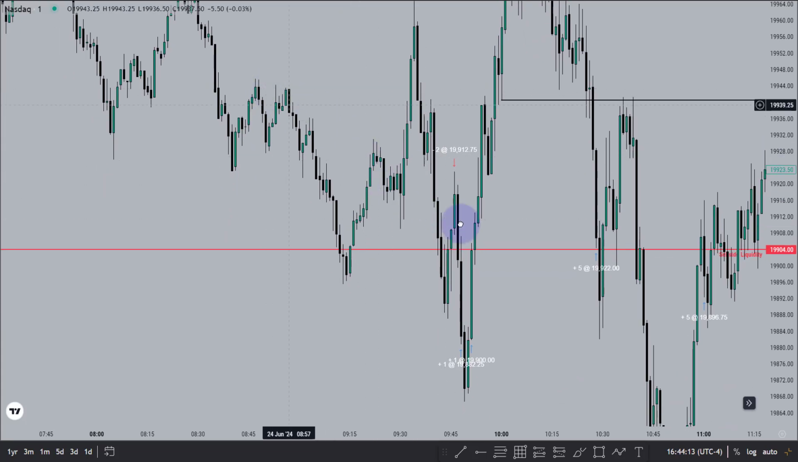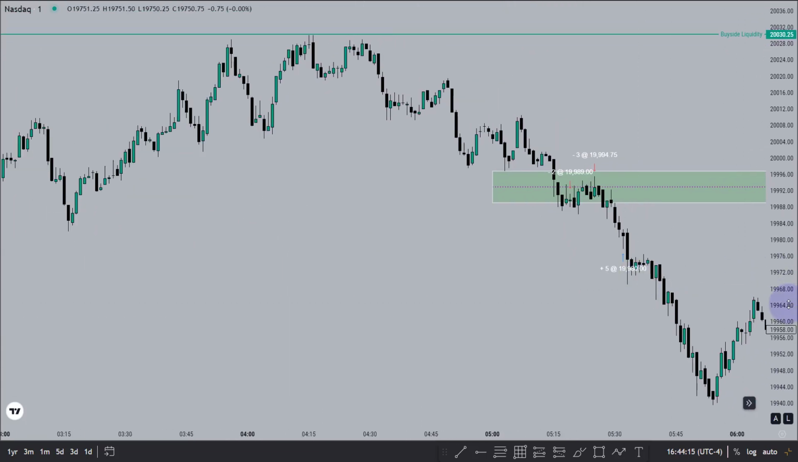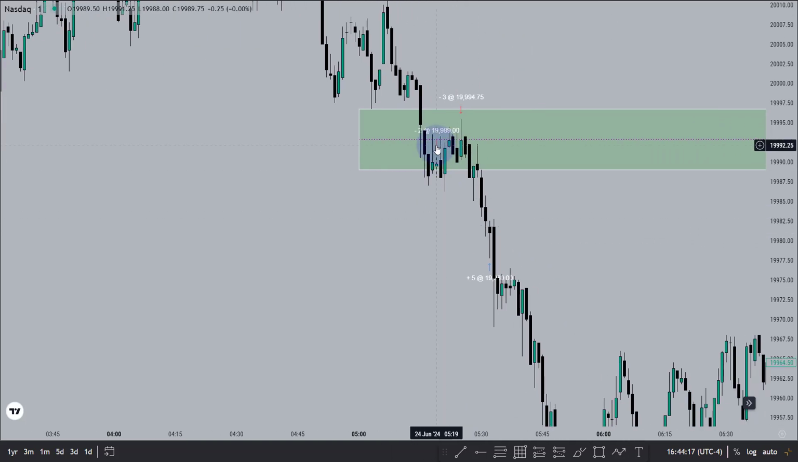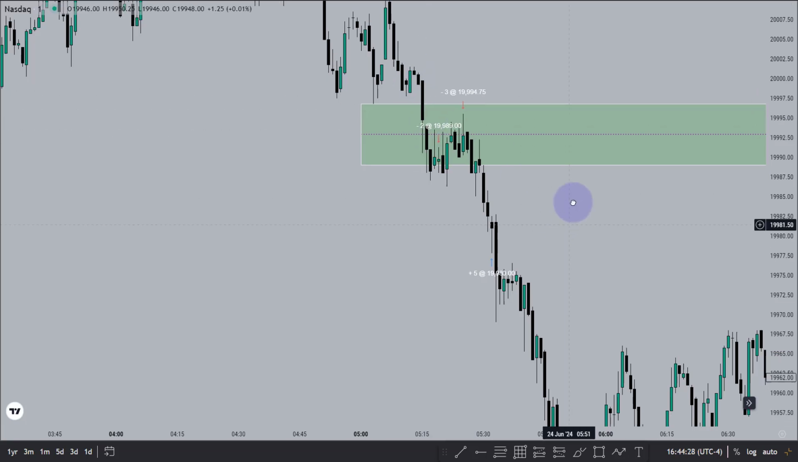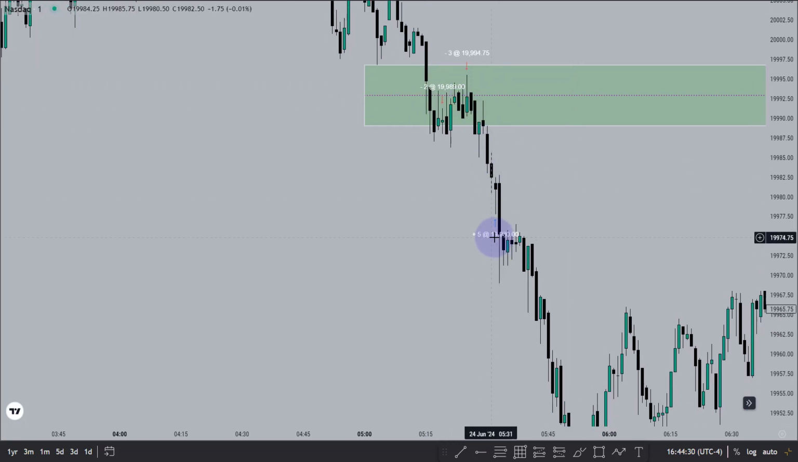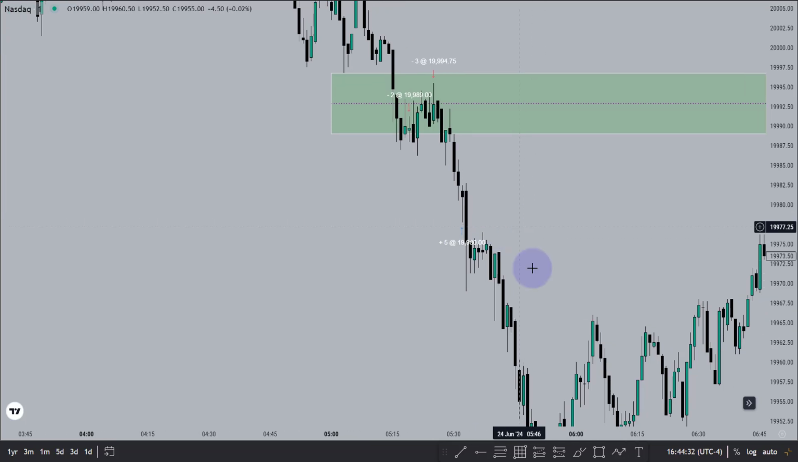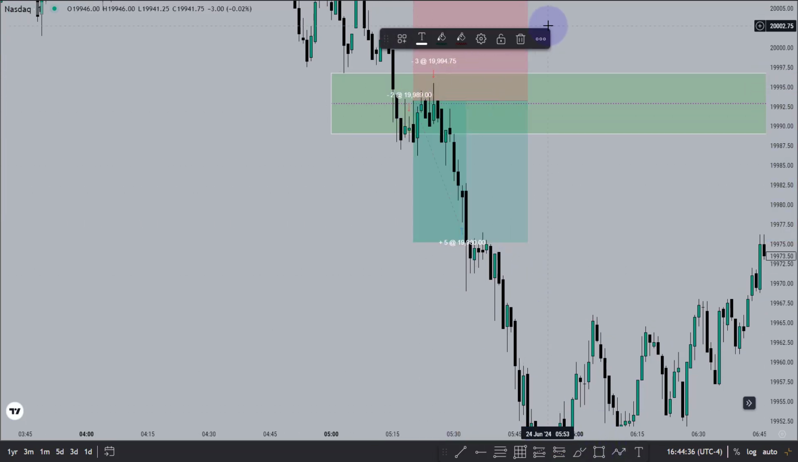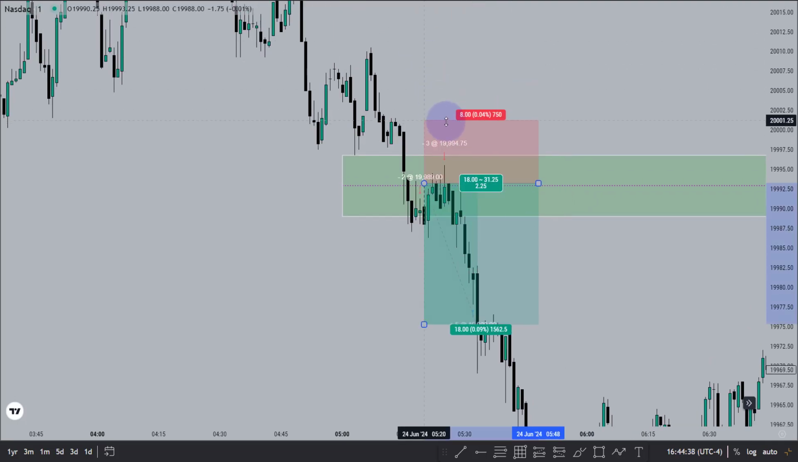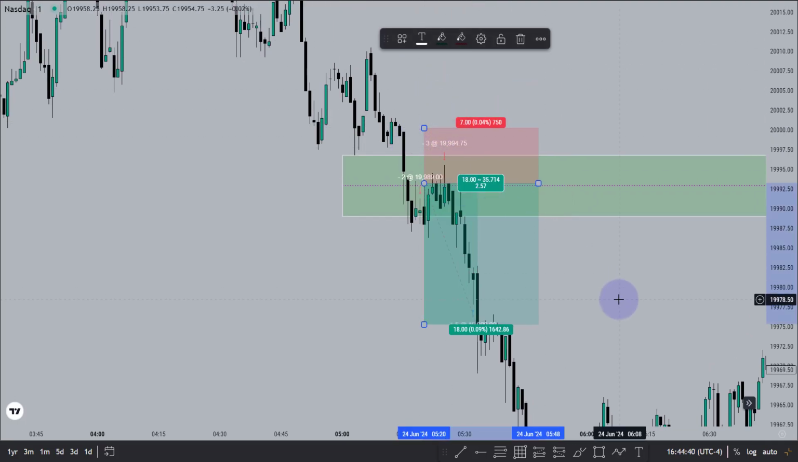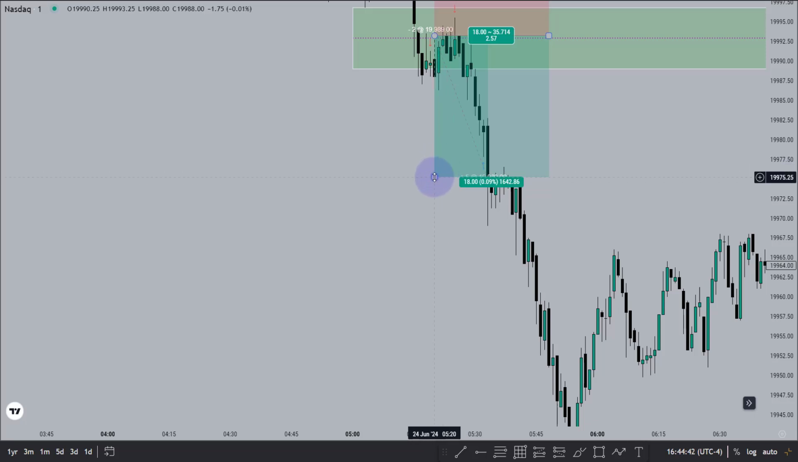Okay, so this is the London session. This is my first setup. I took a 2 contract entry over there and added 3 more when it came to this fair value gap, and then I closed it around that area. That means the setup was from here, the stop loss was above this fair value gap, and my target was over here.